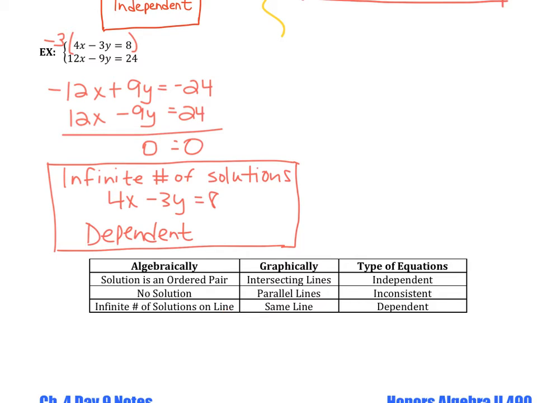Now we do need to state whatever the equation is specifically for that line, but I just wrote it generically down here. If we were to graph that system of equations, we would find that they represent the same line. And as far as classifying the types of equations that are in that system, they would be dependent equations.